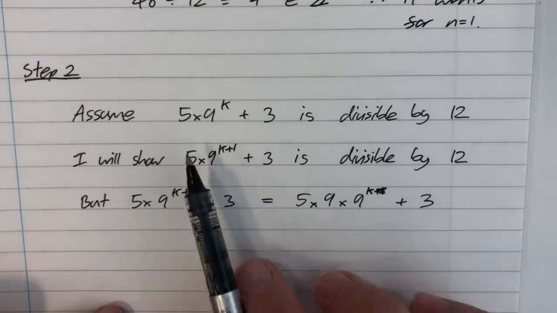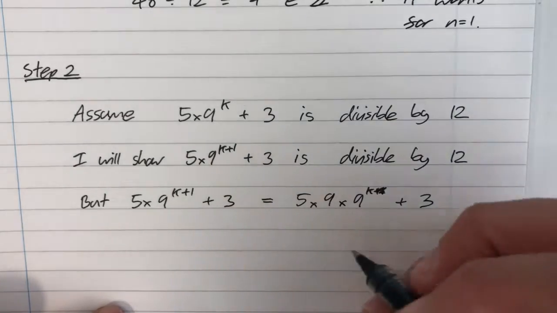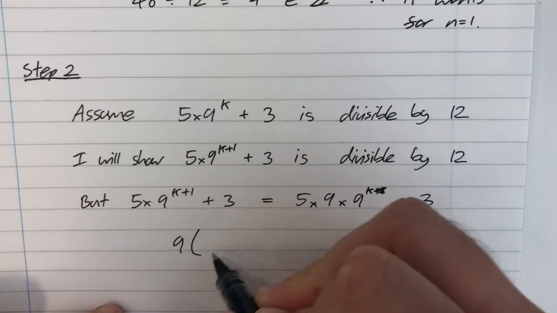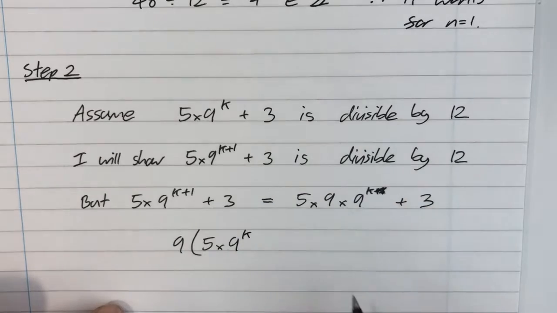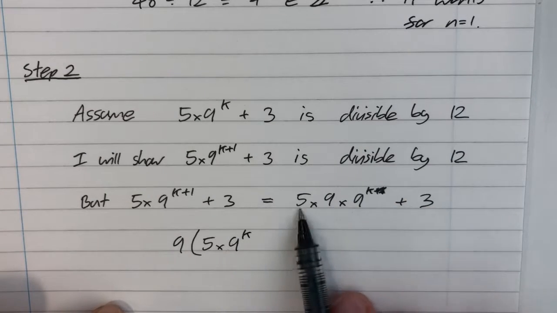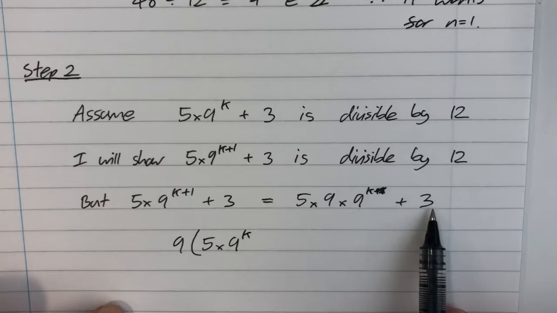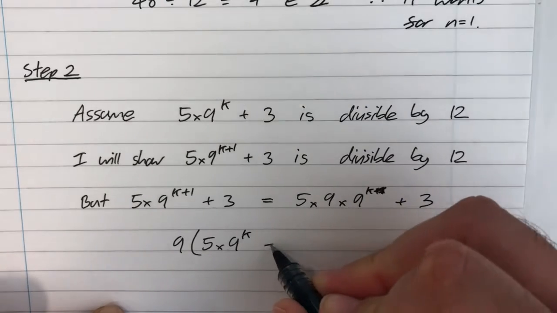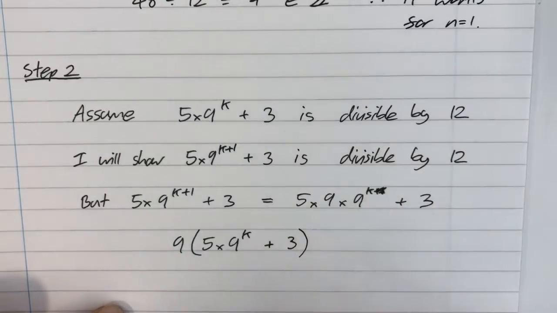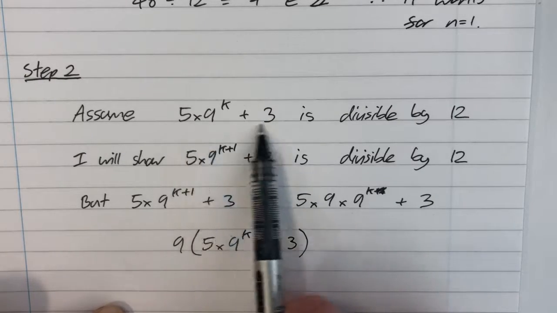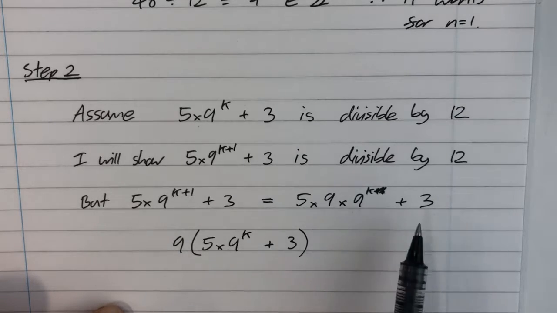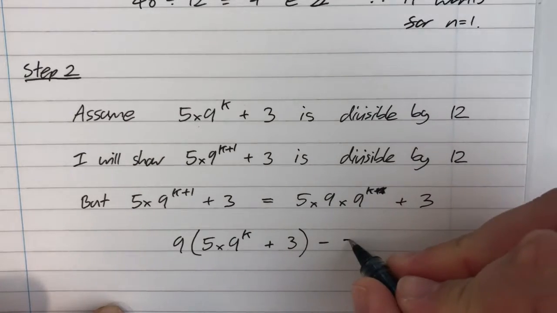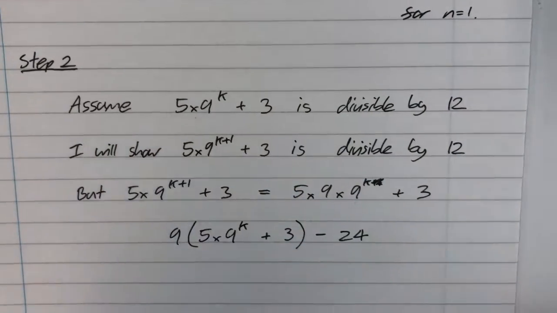So in this case, I want a 5 times 9 to the k plus 3. So I'm going to take a 9 out as a factor there. And that's left me with 5 times 9 to the k. Okay, so I've taken the 9 out of this term, and that's going to leave me with a third, but I don't want a third. I want plus 3 still, because I still want this whole expression to be evident. But I need to correct that, so I've currently got plus 27, but I want plus 3, so I need to subtract 24 from that to make it true.